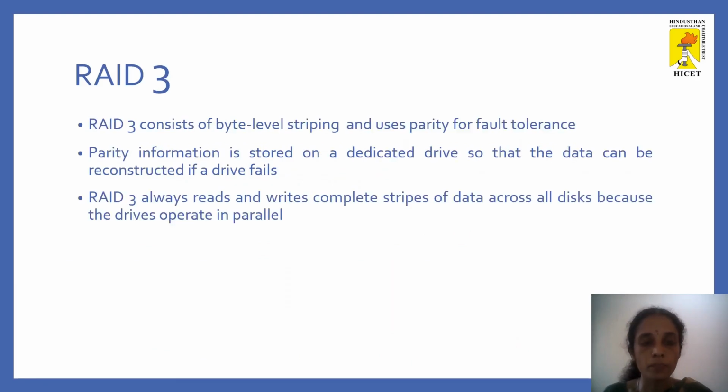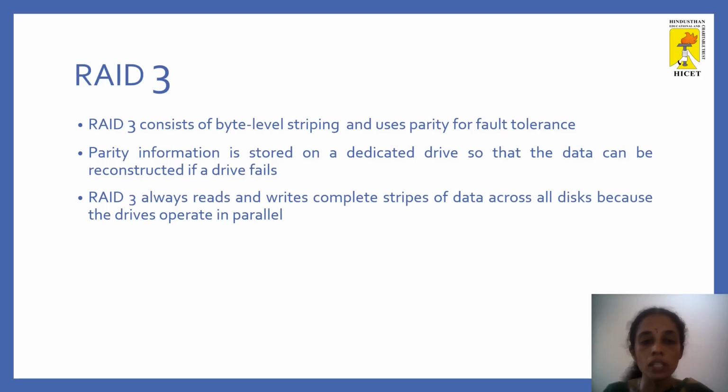Next level is RAID 3. RAID 3 consists of byte level striping and it uses parity for fault tolerance, whereas RAID 2 uses bit level striping and it uses ECC. But here you have parity. So parity information is stored in a dedicated drive. You have a separate disk in which the parity values are stored. With the help of that parity, whenever data is lost, you can reconstruct it.